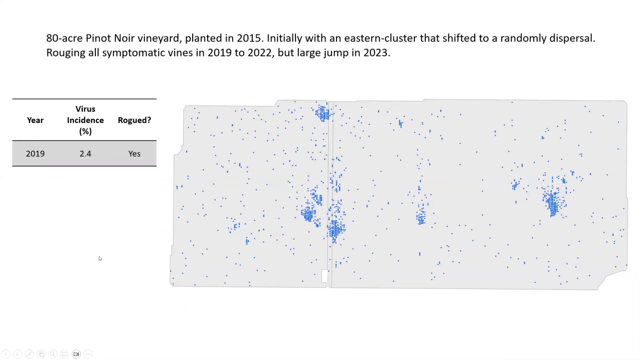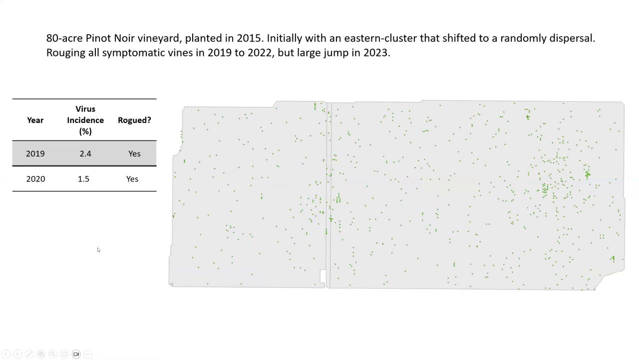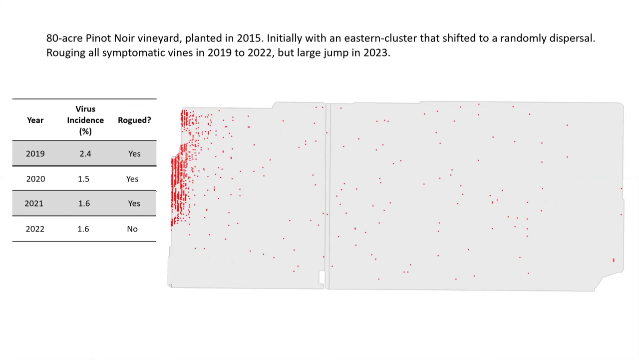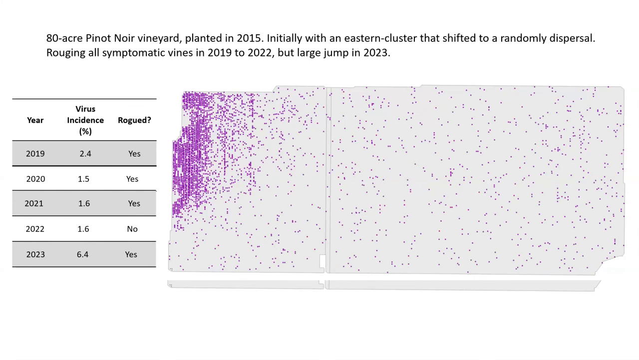Also, depending on where you're located, this is work in Central California, great cooperators. They were roguing in 2019, 2020, 21, 22, but in 2023 they did not, and they get this increase in incidence because of that. So they're roguing, but they're not seeing this huge reduction. And the year they stop, there's a lot coming back.